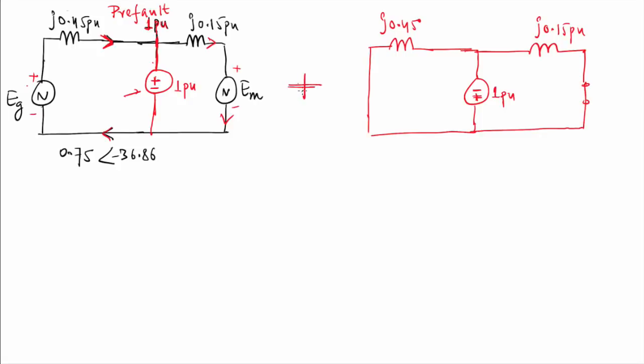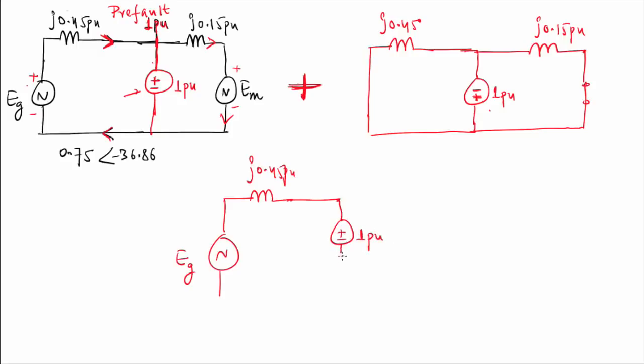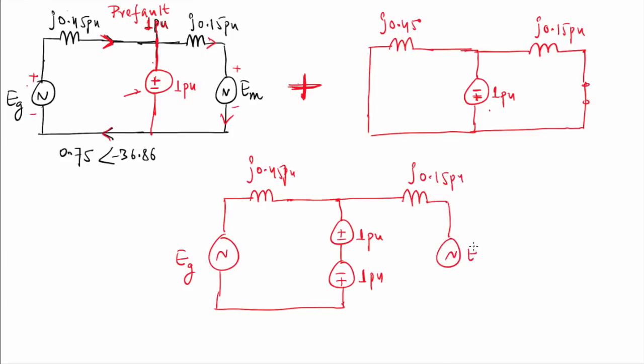Now add these two. What will happen? Just try to understand. According to the superposition theorem, if I add these two reactance diagrams, what will I get? See, this is my EG, this is my reactance, that is J 0.45 per unit. Here 1 per unit voltage source, and this is also 1 per unit voltage source having opposite polarity. I am adding both the systems by using the superposition theorem. This will be J 0.15 per unit, and it is having EMF EM. Means the pre-fault reactance diagram plus this diagram, if I add by using the superposition theorem, I will get this diagram.